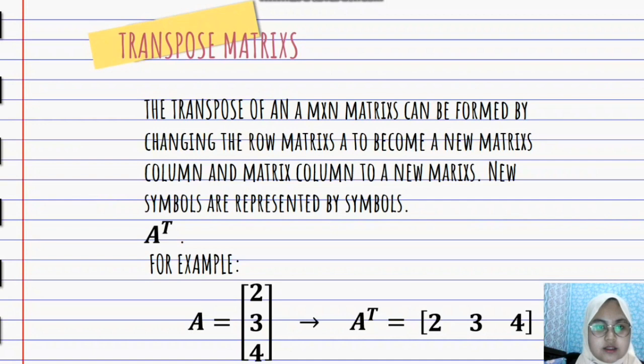Transpose matrix. The transpose of an M times N matrix A can be formed by changing the rows of matrix A to become the columns of a new matrix, and the columns of matrix A to become the rows of the new matrix. The new matrix is represented by the symbol A to the power of T. For example, A equals the brackets 2 3 4, A to the power of T equals the brackets 2 3 4.